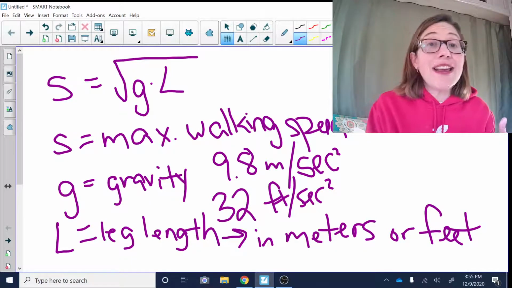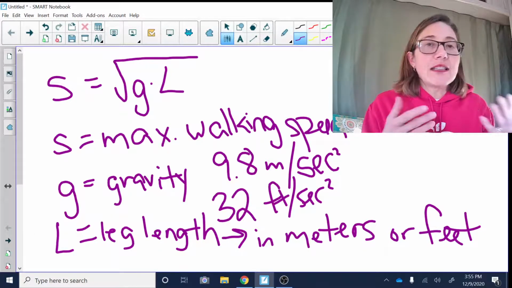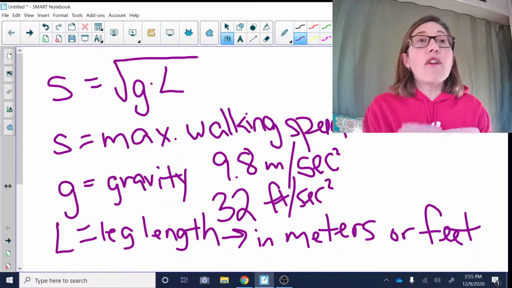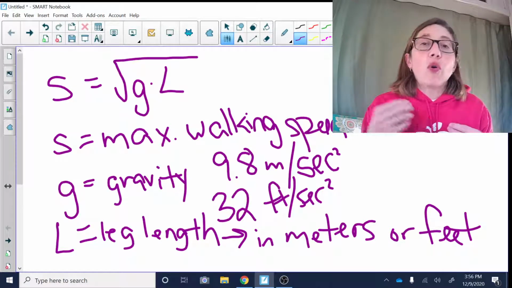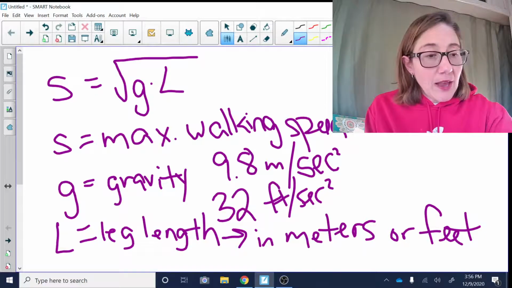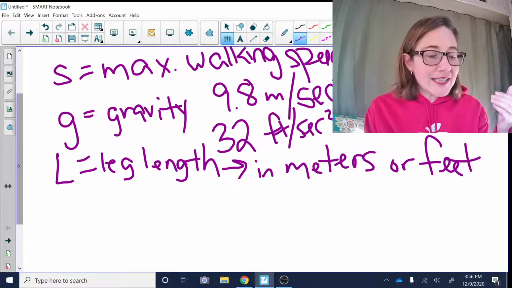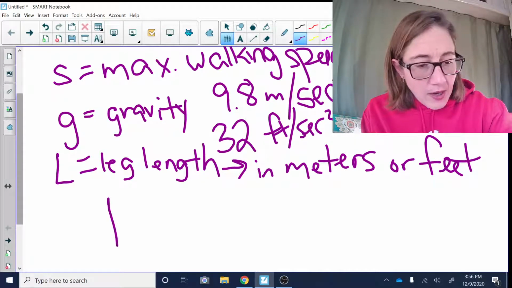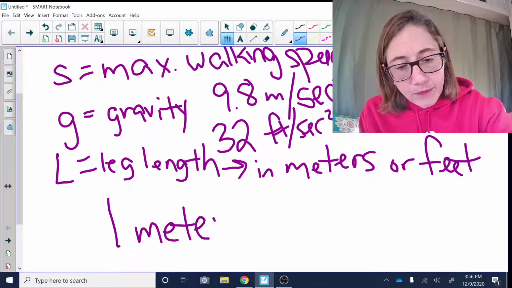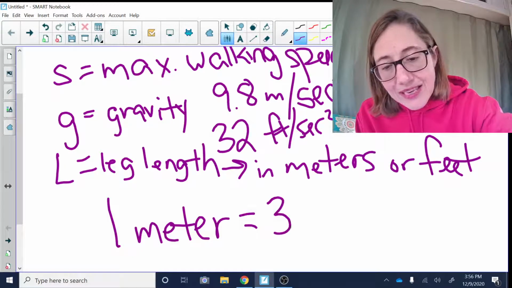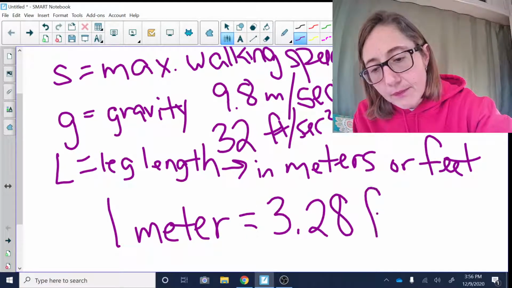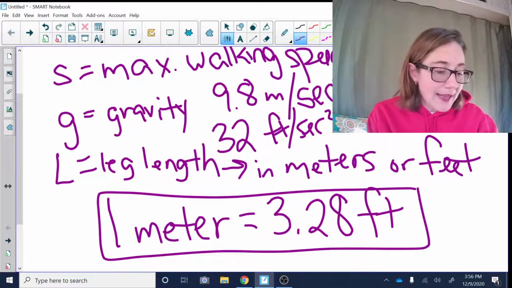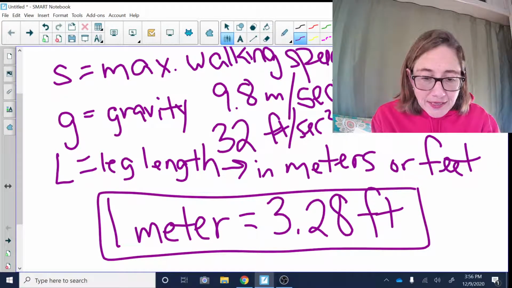Now, that doesn't mean they might not give you a measurement in, say, centimeters or inches or something like that. You just need to be aware that if they do that, you've got to change it either into meters or into feet. And the other thing that it's going to be really helpful to know is we're going to have to do some conversions today from English to metric or metric to English. So it's helpful to know that 1 meter equals 3.28 feet. If you have to convert, that's the conversion fact that we will be using. So let's get started on this.